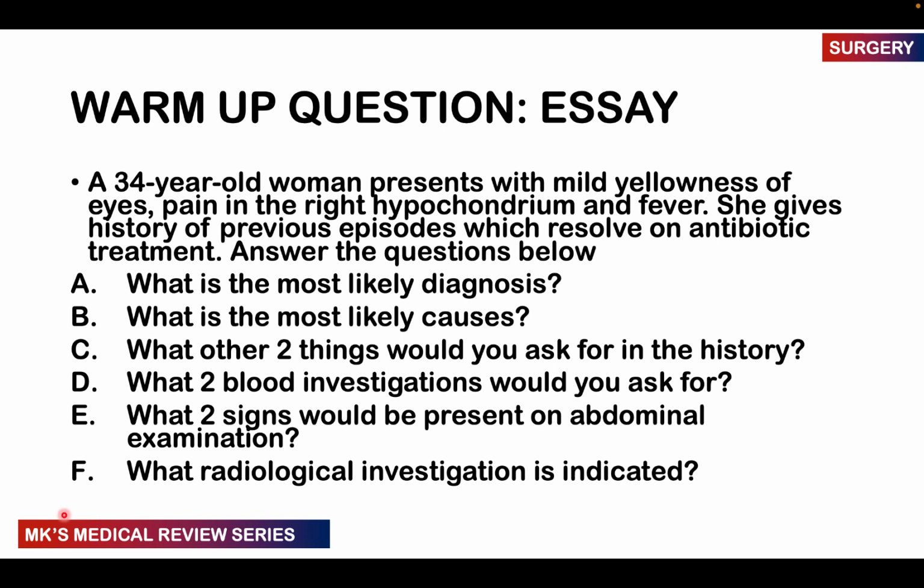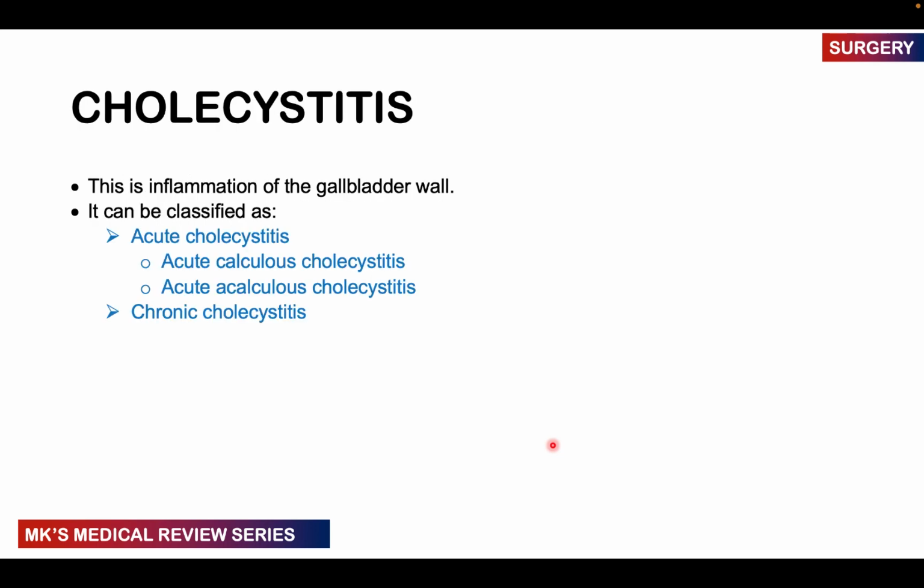Here's our warm-up question, which is an essay. A 34-year-old woman presents with mild yellowness of the eyes, pain in the right hypochondrium, and fever. She gives history of previous episodes which resolve on antibiotic treatment. Answer the following questions. What is the most likely diagnosis? What is the most likely cause? What other two things would you ask for in the history? What two blood investigations would you ask for? What two signs would be present on abdominal examination? What radiological investigation is indicated? You may pause the video, write down your answers, scream it at your screen, and let's go with the lecture.